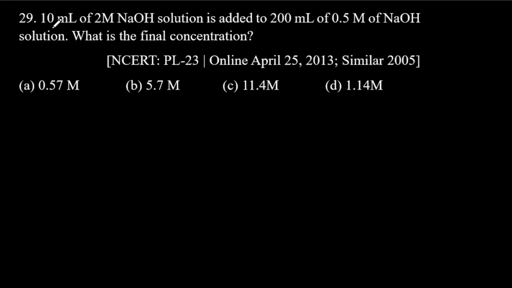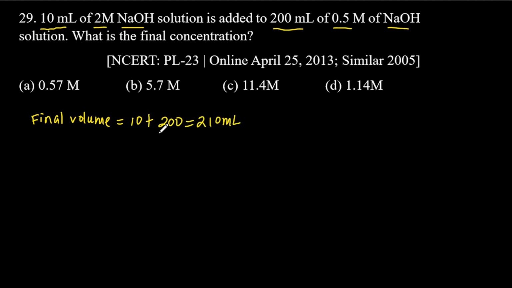The next question is: 10 ml of 2 M NaOH solution is added to 200 ml of 0.5 M NaOH solution. What is the final concentration? So here NaOH solution is present in two different concentrations, 2 M and 0.5 M. The volume added is 10 ml of the first concentration and 200 ml of the second concentration. So the final volume will be 10 ml plus 200 ml, which will give 210 ml. So this is the final volume.